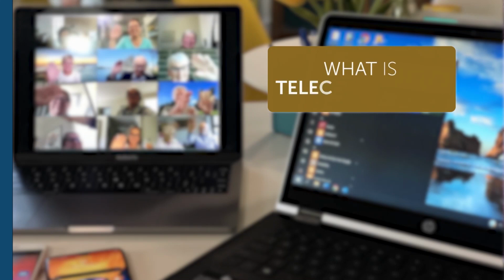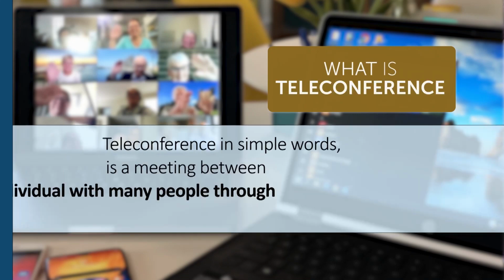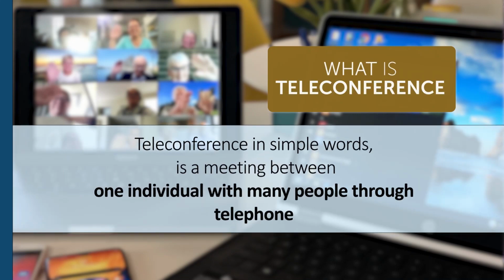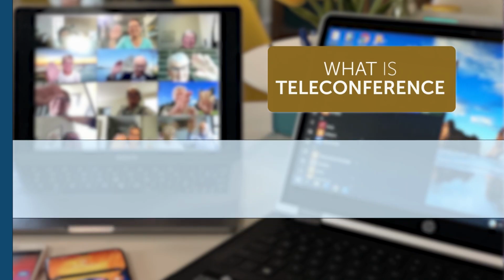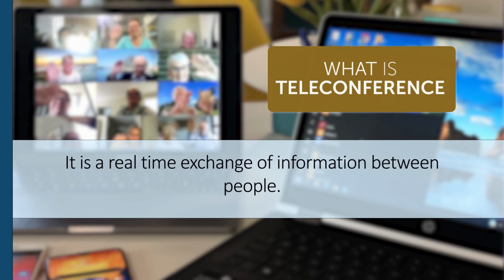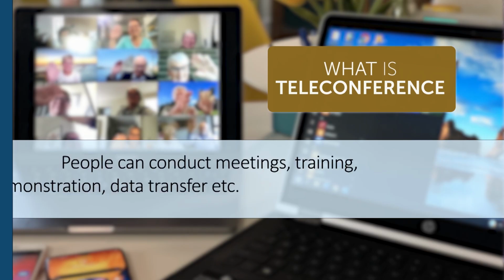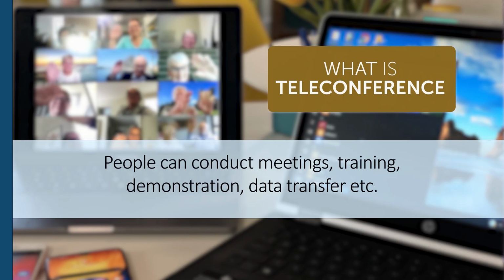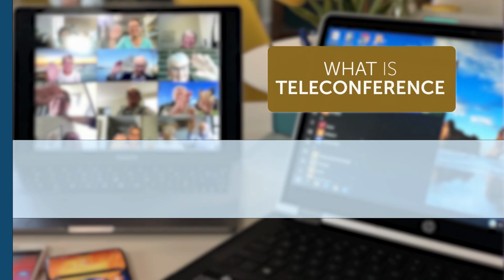What is teleconference? In simple terms, it is a meeting between one individual and many people through telephone or network connection, located in the same city or in different cities, states and countries. It is a real-time exchange of information between people. People can conduct meetings, trainings, demonstrations, data transfer and so on.